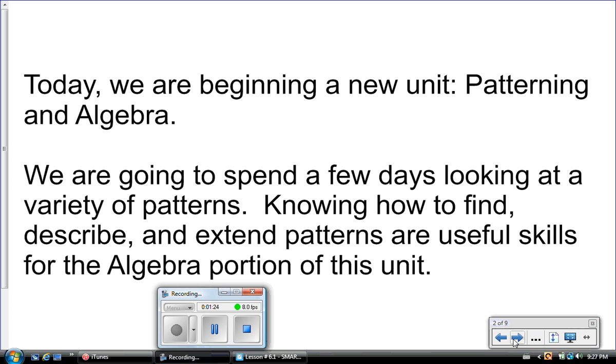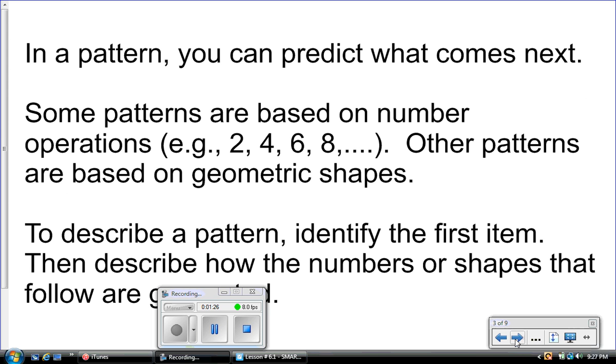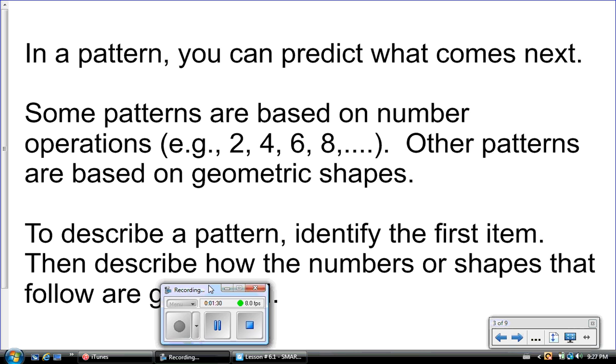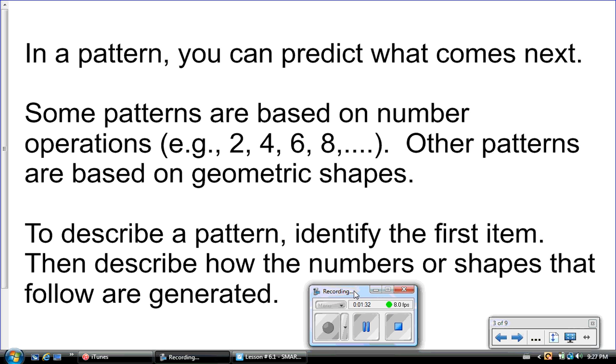Next slide. In a pattern, you can predict what comes next. Some patterns are based on number operations. For example, 2, 4, 6, 8. I think you can guess the next few, 10, 12, 14. We're just counting by twos.